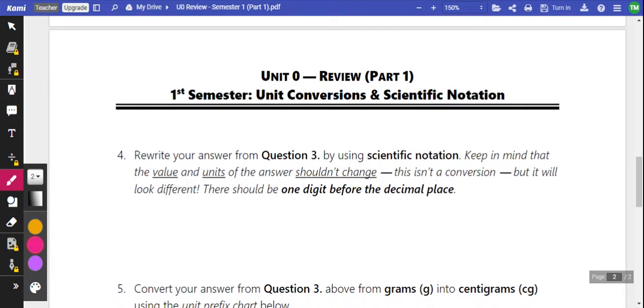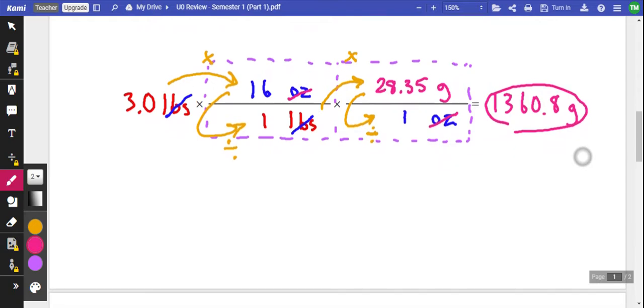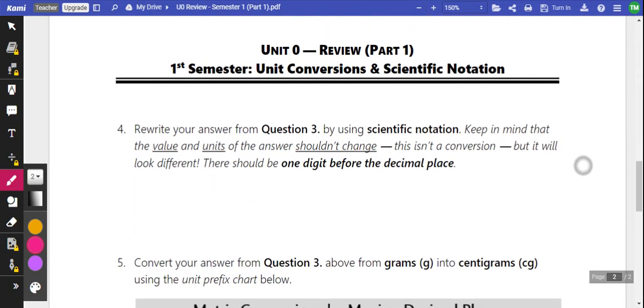Okay, so scientific notation is a way to rewrite a number to make it look different, but really the value has to still be there. So the number that we're changing is this 1,360.8 grams. So I'm going to write this down here, 1,360.8 grams. And just like our conversions, the value of the unit, the number here shouldn't change.